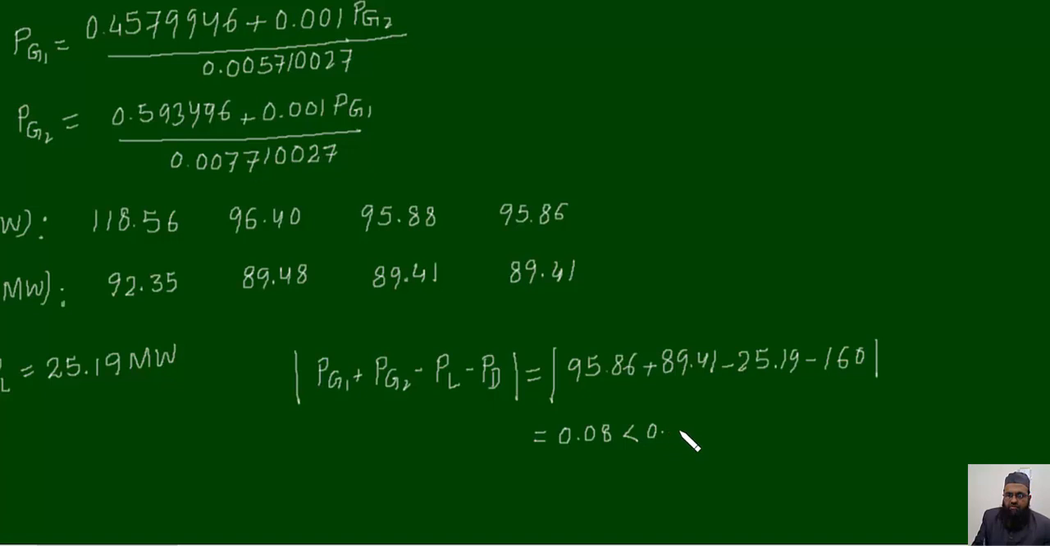So this is lesser than the tolerance. Say tolerance is 0.1. Let us take it as 0.1 megawatt. You can set the tolerance. So stop here. You have obtained your solution.